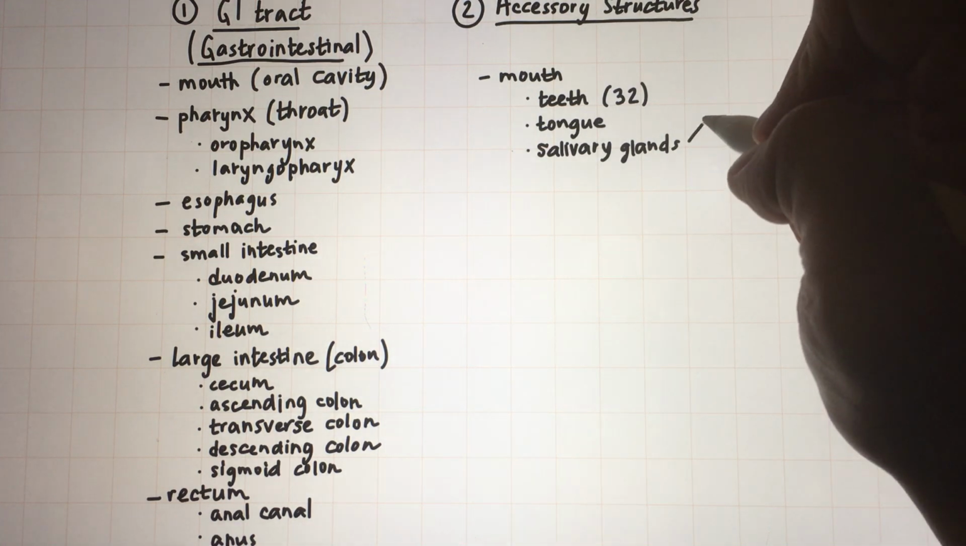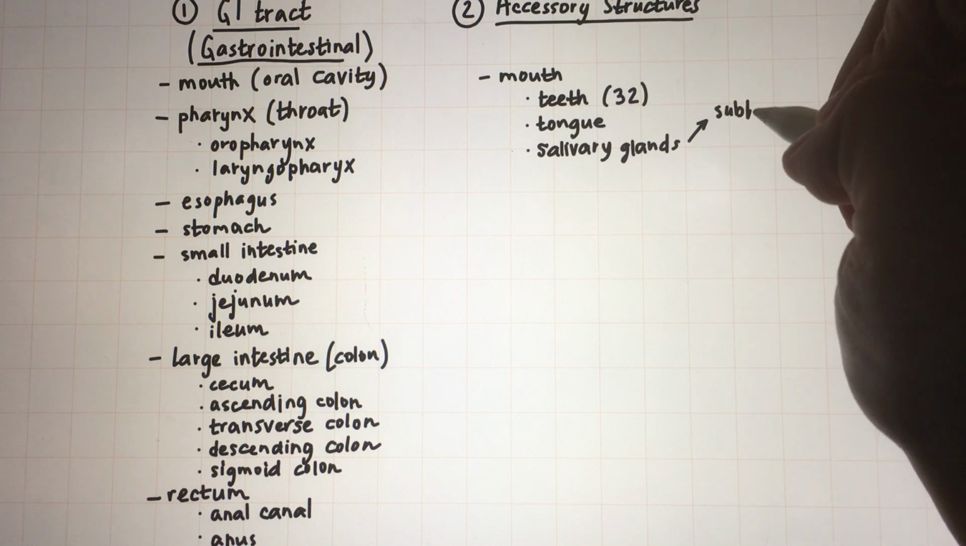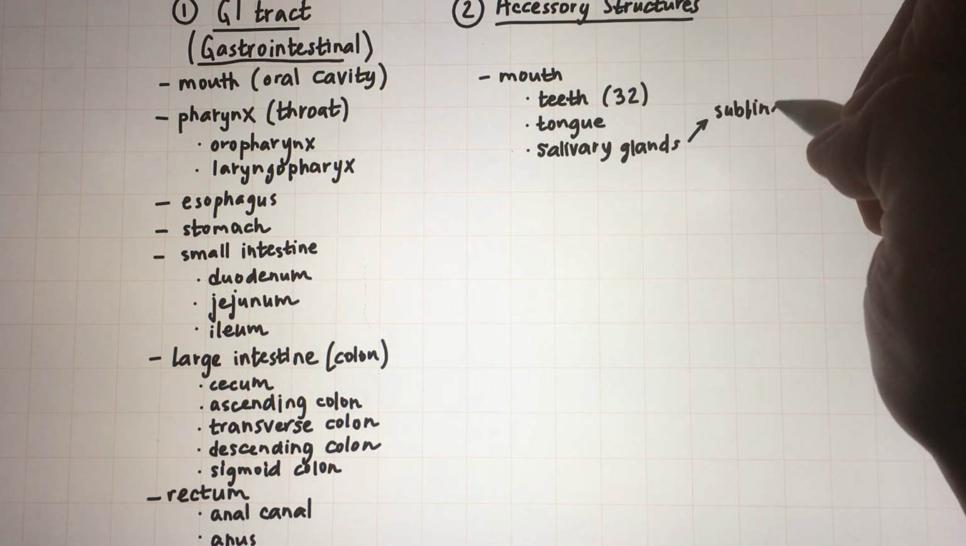The first set of the salivary glands is called the sublingual glands. That means under the tongue.